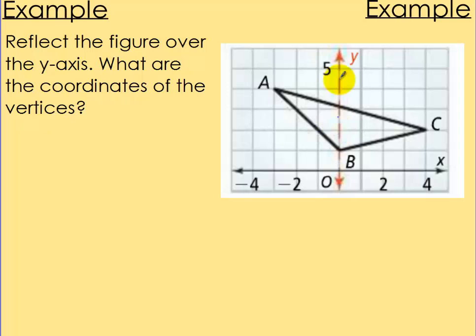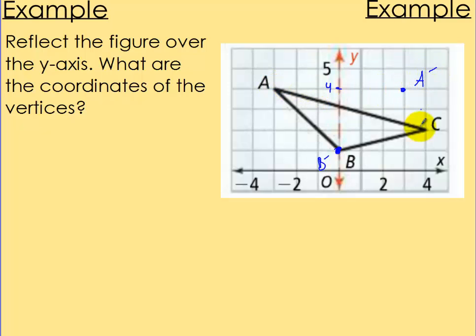Okay, so reflecting over the y-axis here, what are the coordinates of the vertices? Well, all these points are going to flip across the y-axis. Neat thing about B: it does not move. So B and B prime, the new point, are at the same spot. Now A, since it's at 4 up here, and it's 3 to the right, is now going to be 3 to the left of the y-axis.